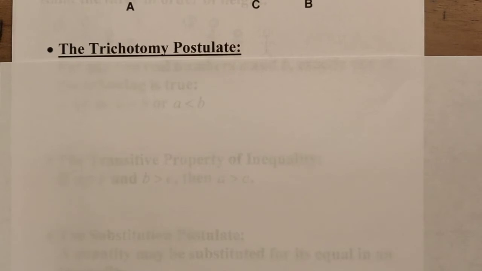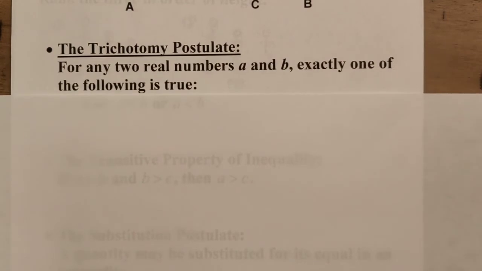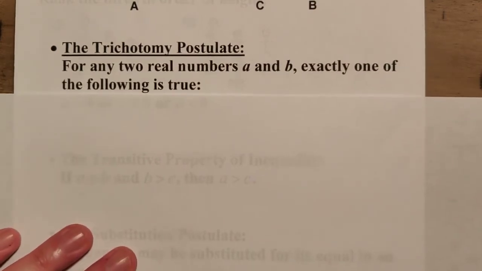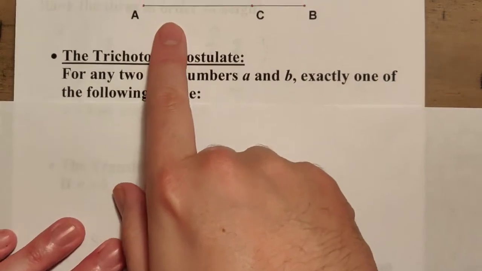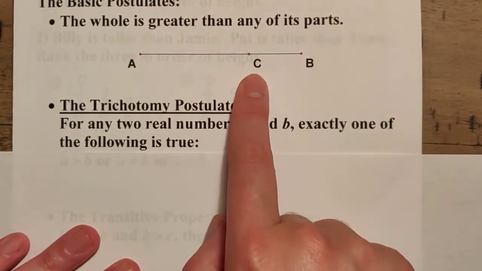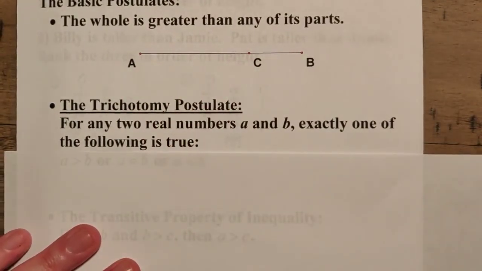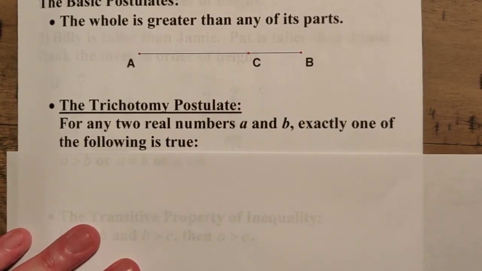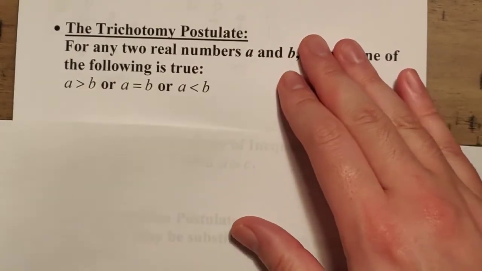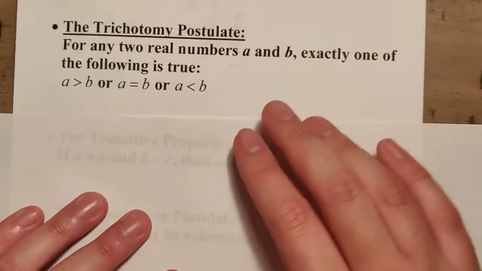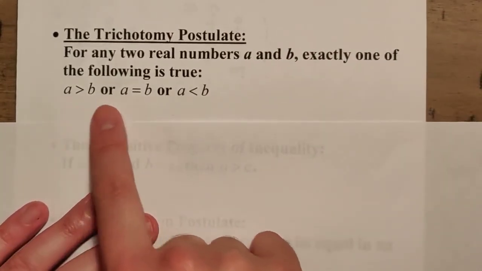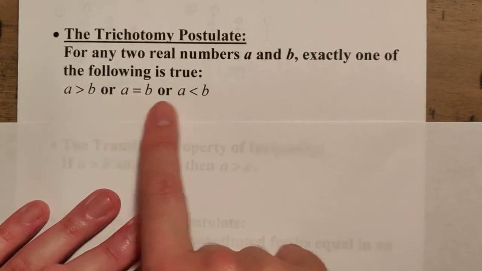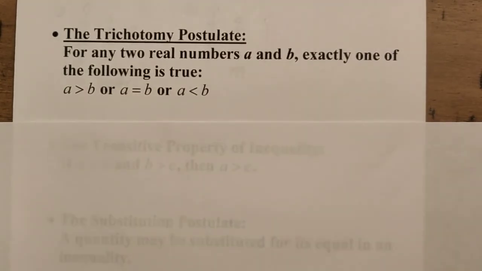So notice that we're actually going to do something very similar here, but instead of two, we're going to do three. So for any two real numbers a and b, exactly one of the following is true. If you have a segment AC like this, and you draw a new segment here, there are exactly three things that could happen. You could have been very lucky and drawn a segment that measures exactly the same as AC, sure. Or you could have created a longer segment, or you could have created a shorter segment. So the trichotomy postulate tells us exactly one of the following is true: A is greater than B, or A is equal to B, or A is less than B.